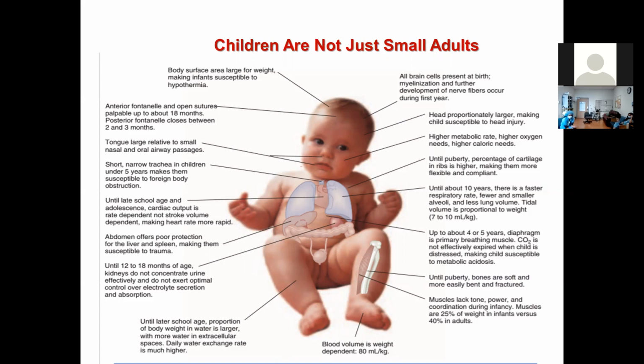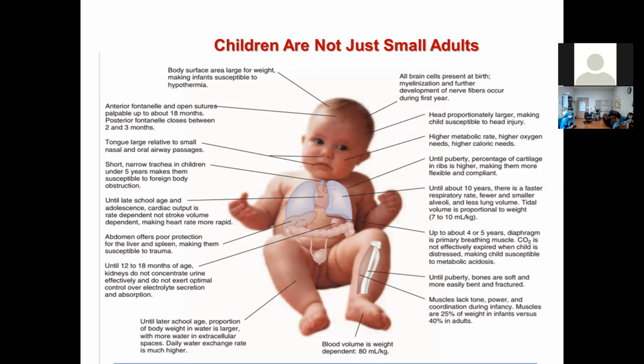Also, the anterior fontanelle and open sutures are palpable up to 18 months of age, and the posterior fontanelle closes between 2 to 3 months of age. That in itself can make small infants predisposed to losing a lot of heat through their fontanelles. At the same time, that could also be a marker if they have something pathological going on. For example, if they're dehydrated, they'll have sunken fontanelles. If they have increased intracranial pressure, they'll have bulging fontanelles.